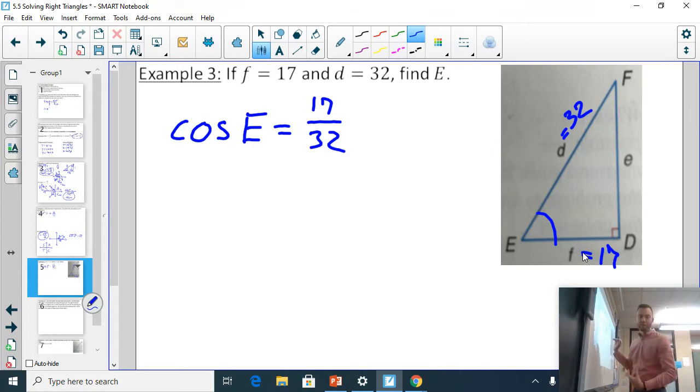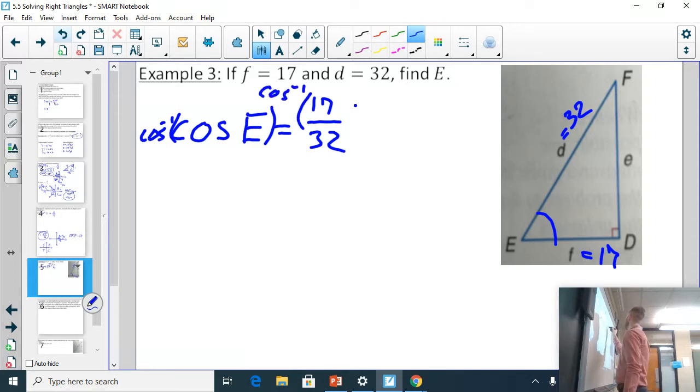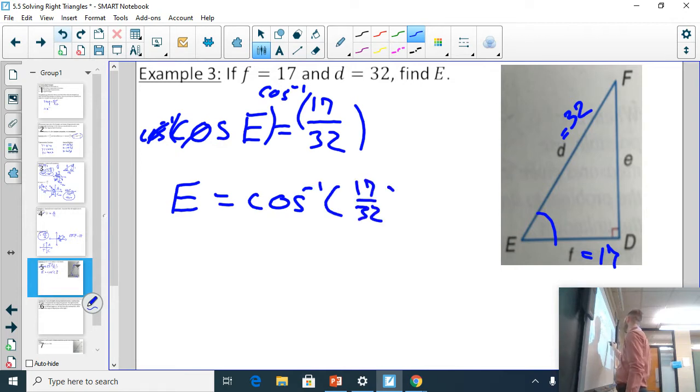Now, we don't really know what 17 over 32 is. That's not a nice one like square root 3 over 2, square root 2 over 2. It's not one of those nice angles that we recognize right away. So what we're going to have to do is take the cosine inverse of both sides. And so then the cosine inverse and the cosine kind of cancel out, and we're left with angle E equals cosine inverse of 17 over 32.